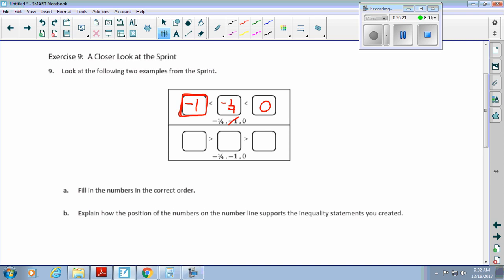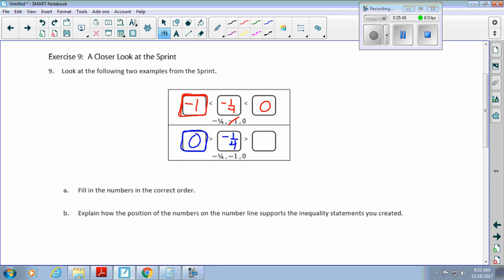So let's look at our next example. Now they switched the order. Instead of less than, they changed the inequality to greater than. So something is greater than something, which is greater than something else. So what should go in the blue box right here? What number? 0. Very good. So 0 is greater than what middle number should it be?